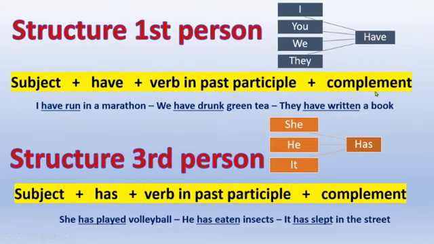Drunk, written. Now, what is the structure in third person? But who is third person? He, she, it, plus has. You have your subject, he, she, it, plus has, plus the verb in past participle, plus a complement. For example, she has played volleyball, he has eaten insects, and it has slept in the street. Don't forget to write your auxiliary and the verb in past participle: played, eaten, or slept.